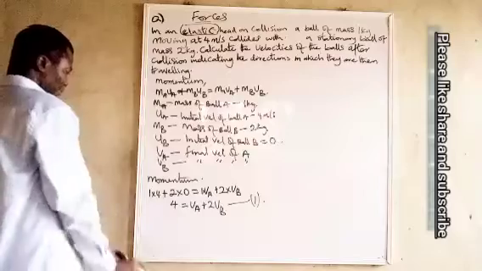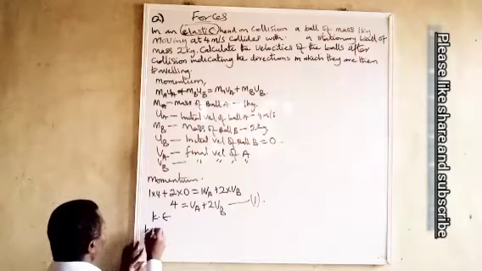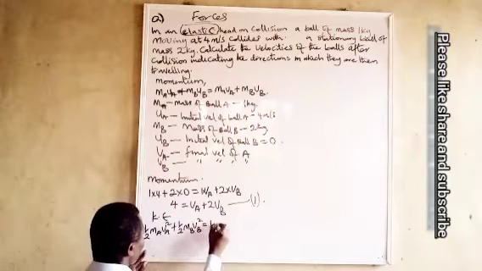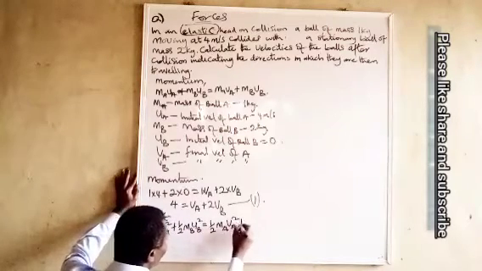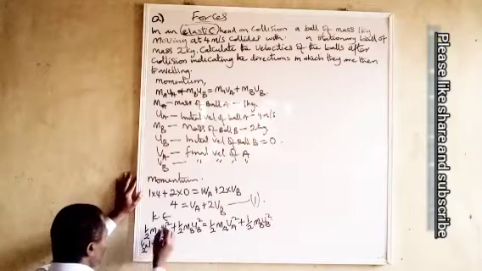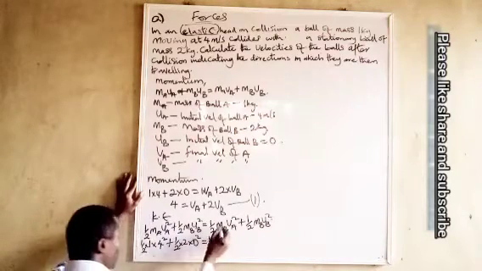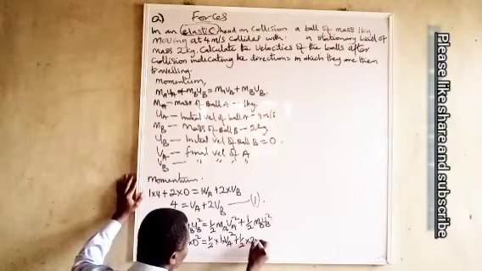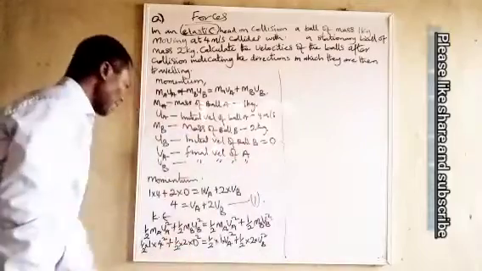Now, for our kinetic energy. Kinetic energy before is equal to kinetic energy after. And what is our kinetic energy now? It is half Ma Ua squared plus half Mb Ub squared is equal to half Ma Va squared plus half Mb Vb squared. So what does that give us? Half, what is Ma? 1. What is Ua? 4 squared. What is Mb? 2. What is Ub? 0. So we have this one to be half. What is Ma? 1. Va squared plus half times 2 Vb squared. Then let me multiply 2 by half. So all these cancel.